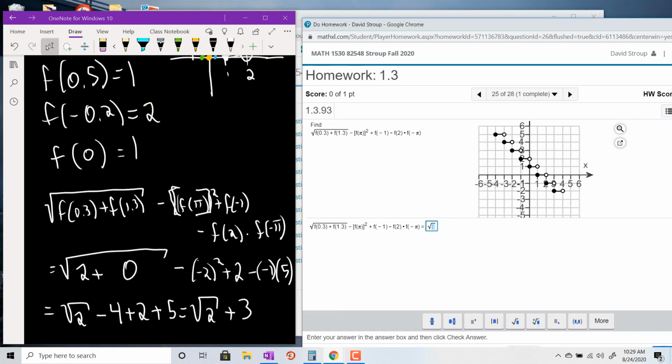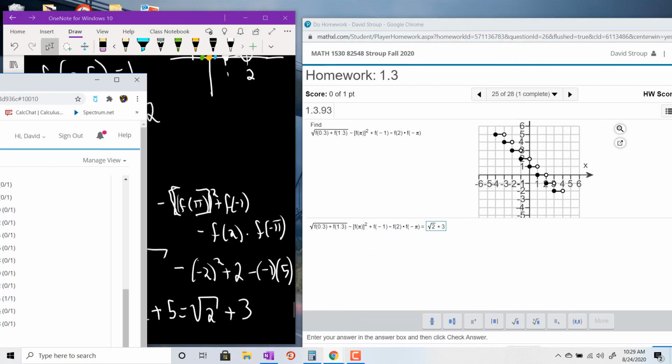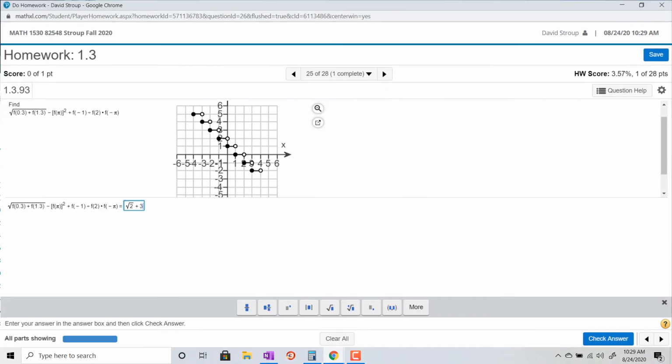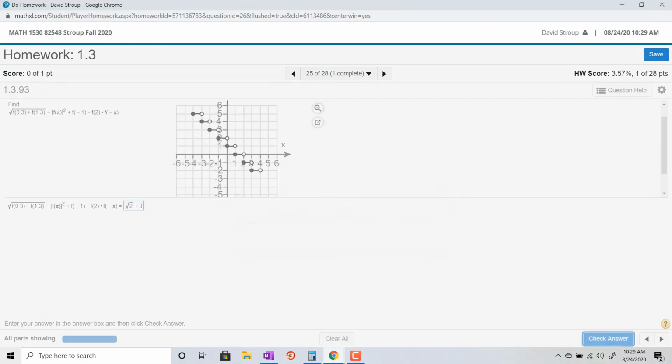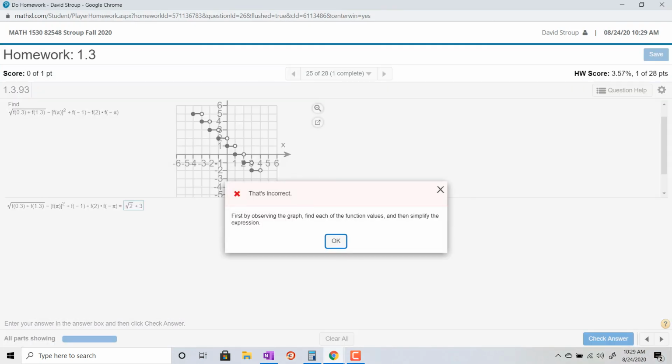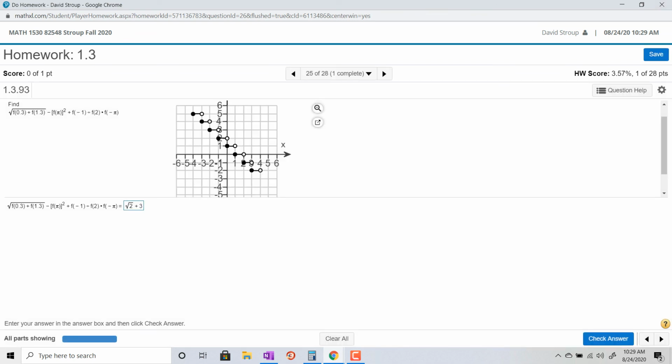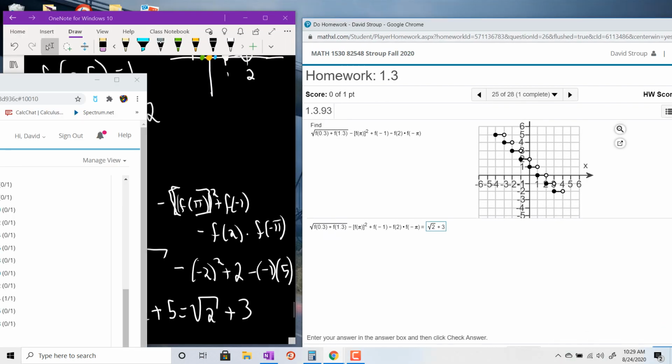So I'm not going to write in an approximation. I'm going to literally write it in what I got. Okay, so plus 3, and hopefully that's the answer. If not, I am going to lose it, right? Check answer. Good job. Oh, come on. So I must have done something silly.